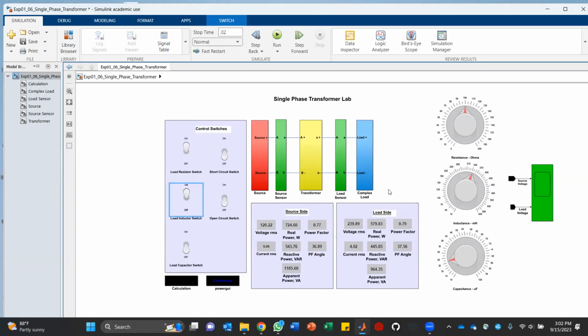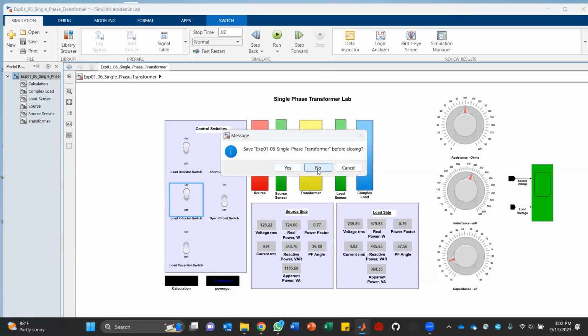I'm going to give you this after we are done with the experiments, so that you can tweak it and do it by yourself. So that's about it.